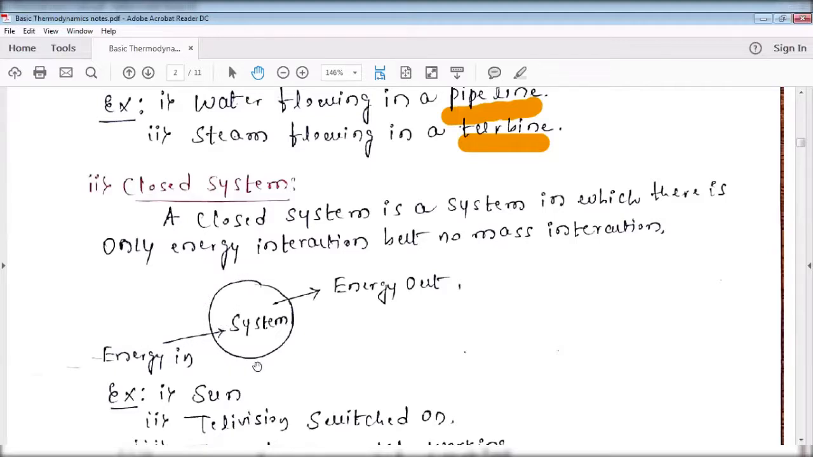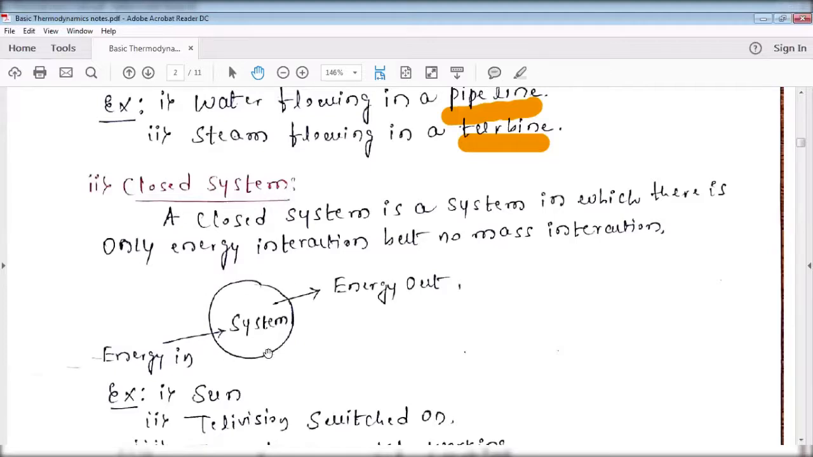Even though it is a closed system, there is a chance of energy interaction from the system to the surroundings or from the surroundings to the system. Such systems are called closed systems.